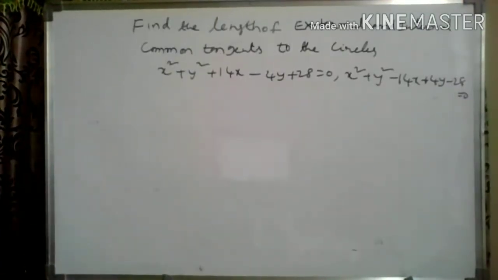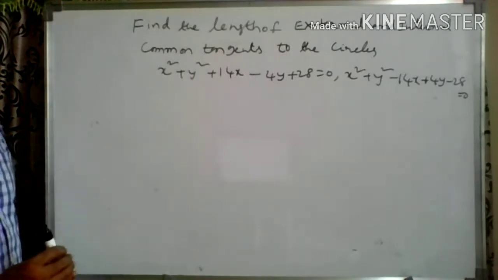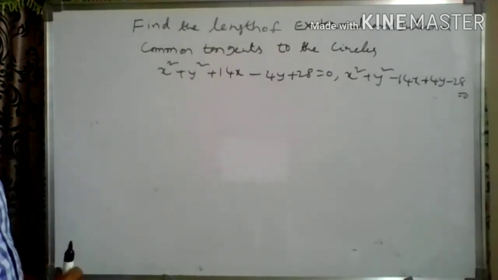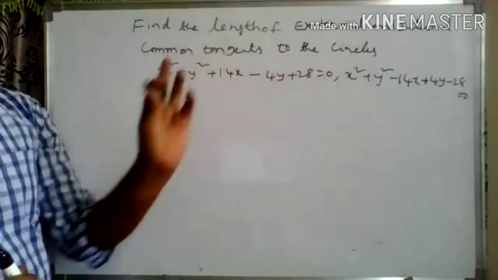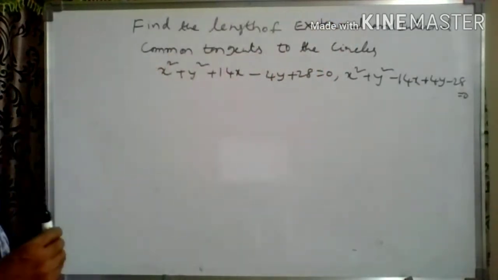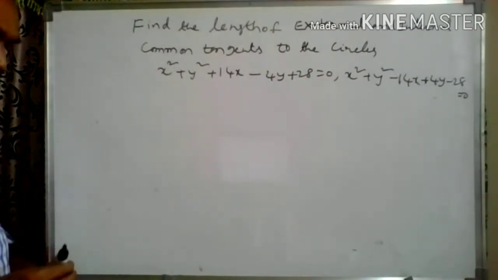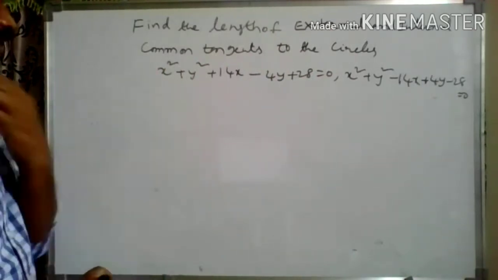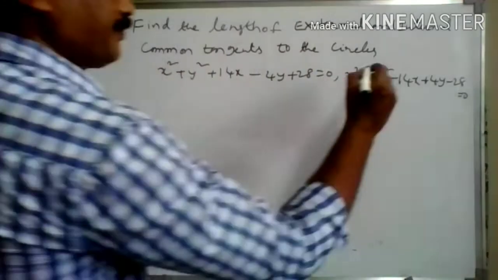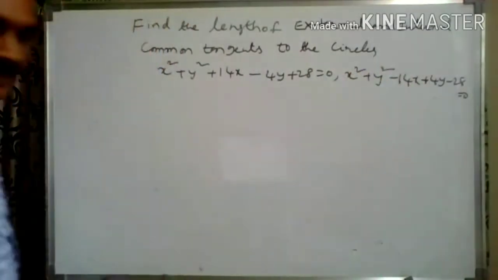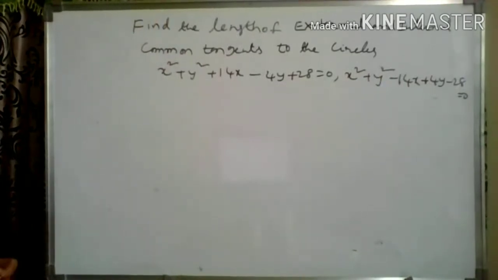Next problem, find the length of external and internal common tangents to the circles. Length of external means length of direct common tangents. Internal means length of transverse common tangents. The circles are x square plus y square plus 14x minus 4y plus 28 is equal to 0, and the second circle x square plus y square minus 14x plus 4y minus 28 is equal to 0.